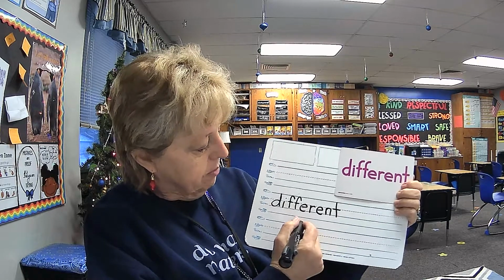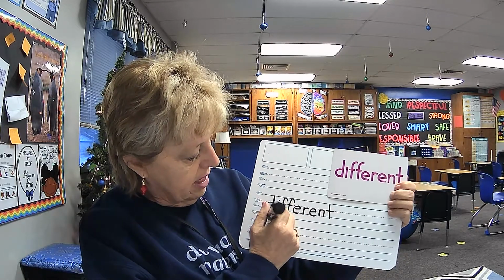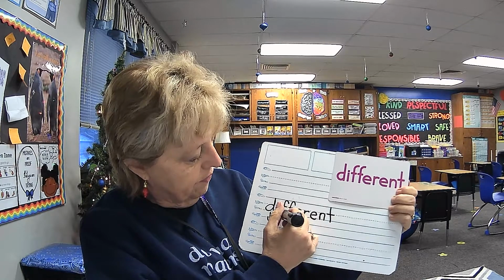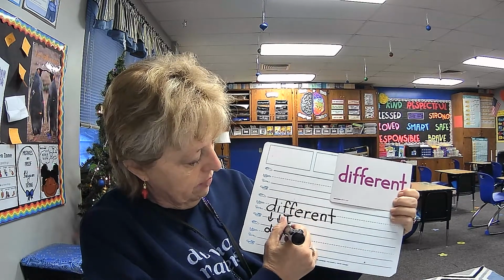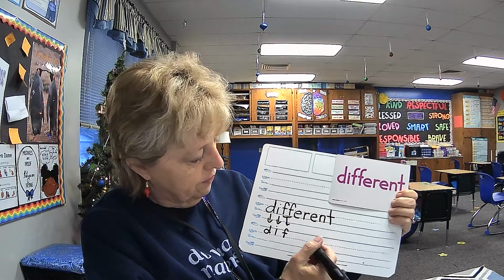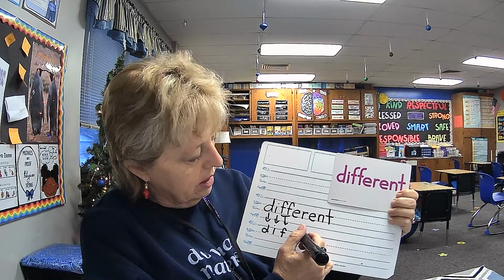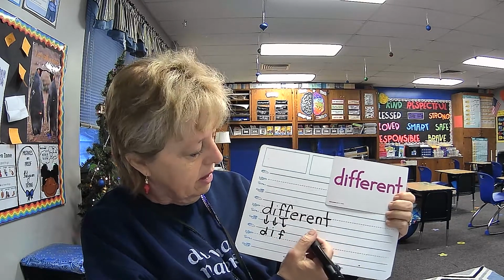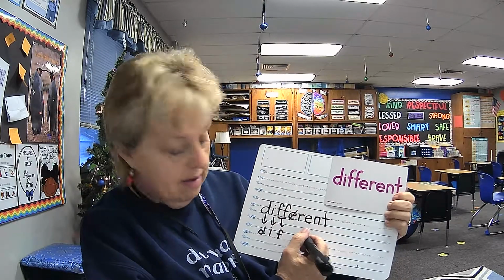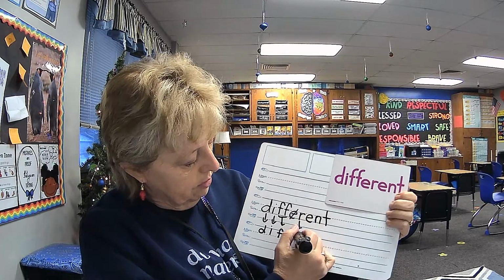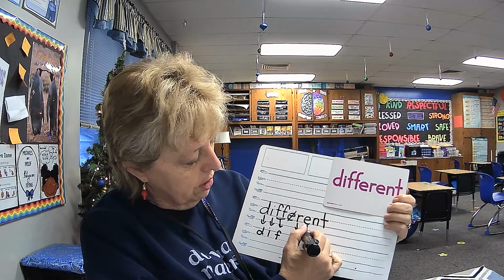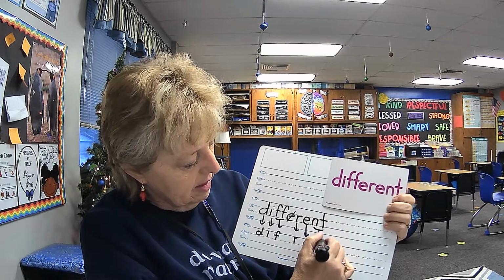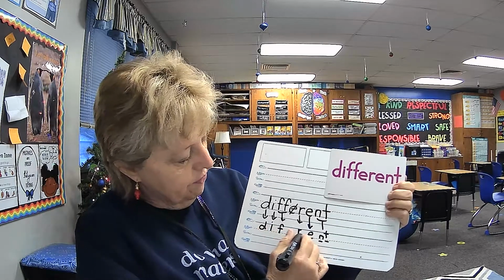So let's mark it. Diff, we hear the D, we hear the short I. Now the double F, buy one, get one free. We just hear one F, different. Okay, we don't really hear the E, do we? That's not the way we say it. Different. The E is silent. So I'm going to cross out that E. And we hear the R. Differ. And then we hear the blend, NT. Different.